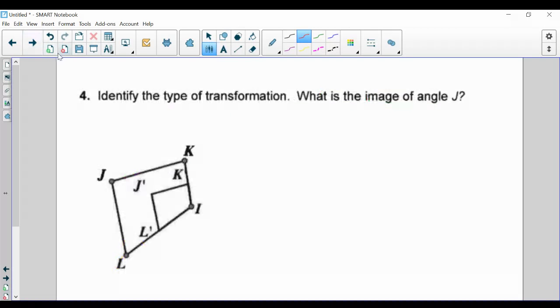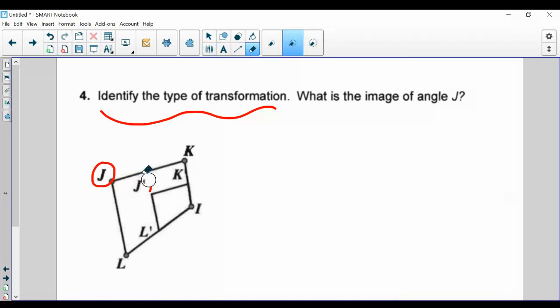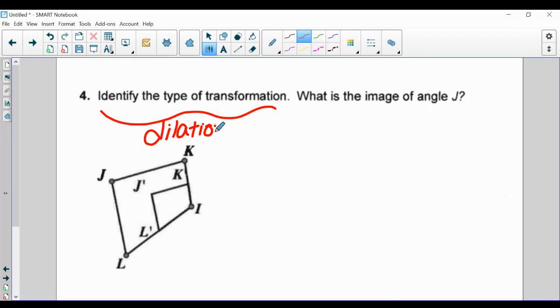So for number 4, what is the type of transformation? We can see this quadrilateral. Here's the original, and the prime indicates that's the image after the transformation has occurred. We see that it has shrunk. We can see a dilation. All of the points changed except for point I. So it's a dilation with respect to I.